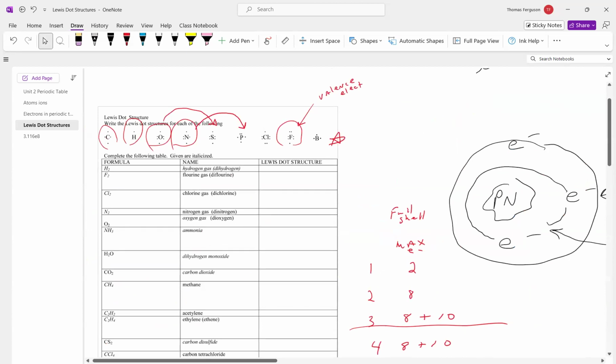Everything in shell 2 over here, periodic table. Starting with lithium on the left, and you go across. They all need an octet on your periodic table. Yes, in period 2 or shell 2, a full shell is 8 electrons or an octet. Okay.